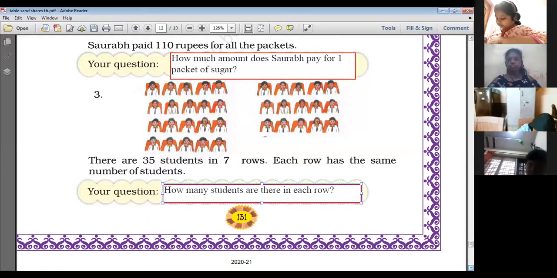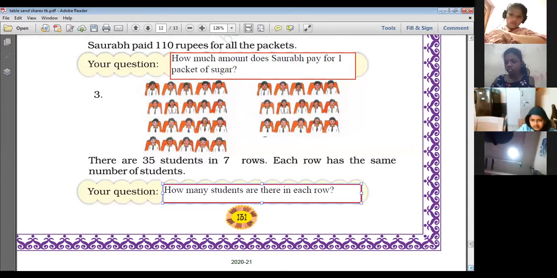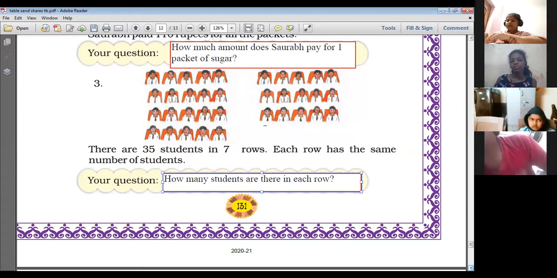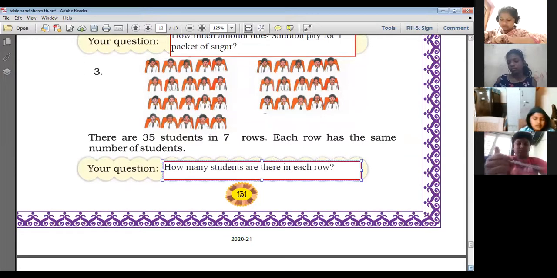Ma'am, we can't see the screen. Why? The screen is in sharing only, ma'am. Yeah, okay. I can see now, ma'am. Yeah, over. Shall I move to the next one? Yes, ma'am.